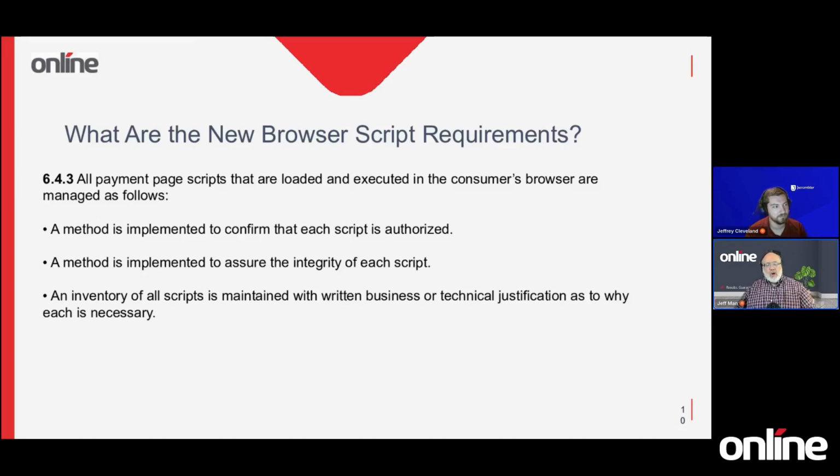So the requirements, by now you should have read them. You probably are familiar with them, but just a very brief recap. 6.4.3 is talking about all the scripts, which is usually JavaScript, that are loaded and executed in a consumer's browser being managed as follows. And they're looking for 3 things to happen. You want to make sure all the scripts that are present there are authorized. You want to make sure that their integrity has been validated in some way, shape, or form, and this is an ongoing method. And then finally, have some sort of justification, know why that script is there. The goal being that nothing is running there that you don't know about, that isn't supposed to be running.